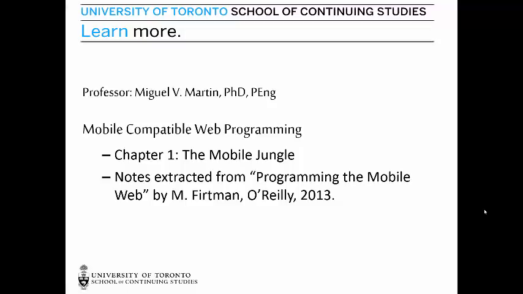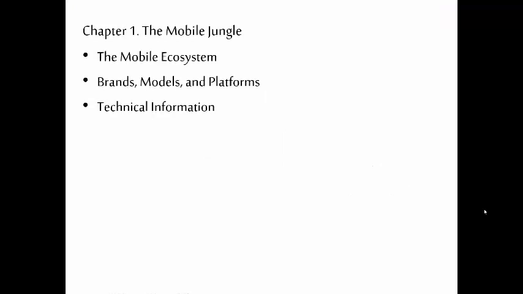This is Chapter 1, the Mobile Jungle, for mobile-compatible web programming. The contents of this chapter include the mobile ecosystem, where we will see the different devices that comprise this ecosystem and their characteristics, and which ones are of interest to this course and which ones are not, as well as which ones we should pay special attention to.